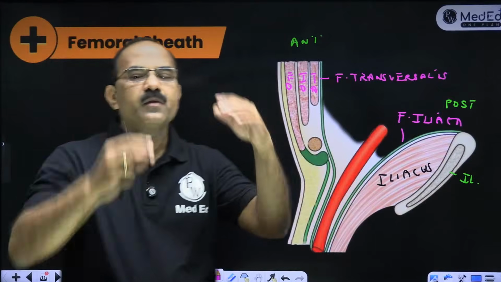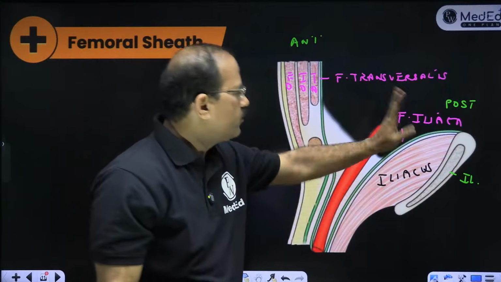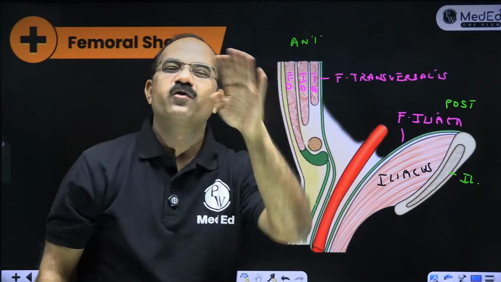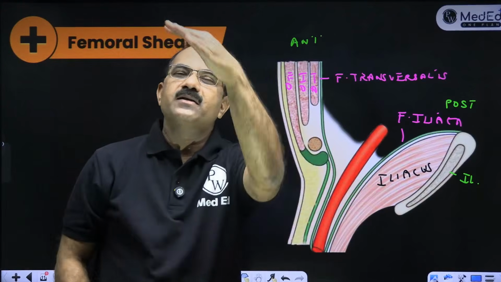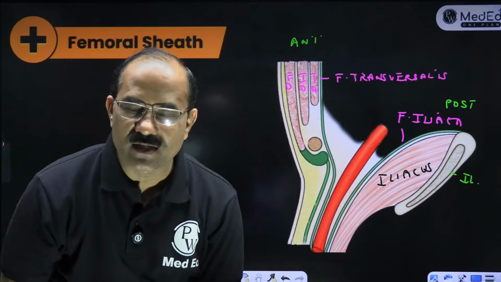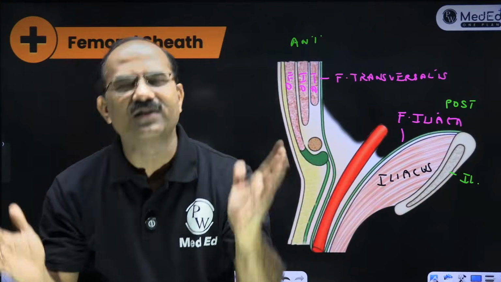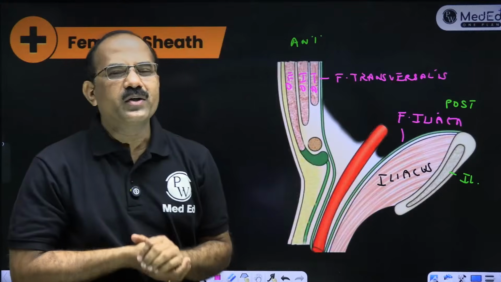Okay. So fascia transversalis comes from the anterior abdominal wall. Fascia iliaca comes from behind, over the iliacus. Fascia iliaca comes over the iliacus, fascia transversalis comes from the anterior abdominal wall, and these two fascias are going to form what? The femoral sheath. A very important short note, children, femoral sheath.